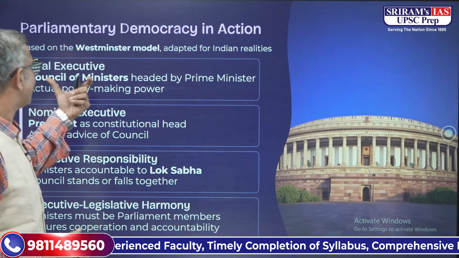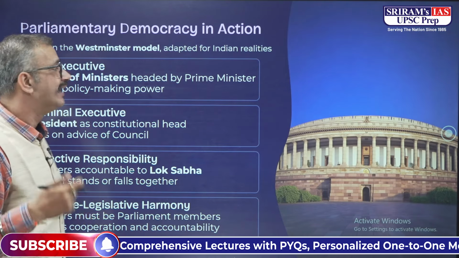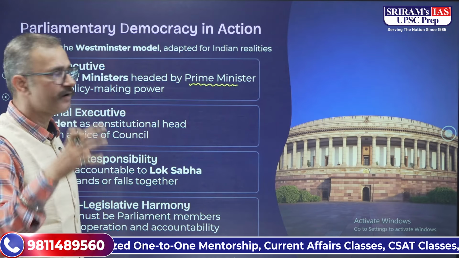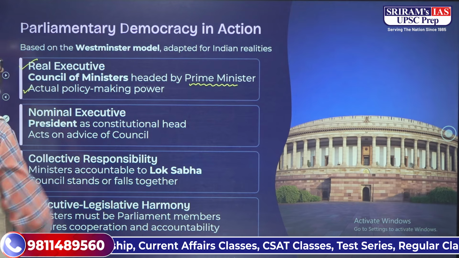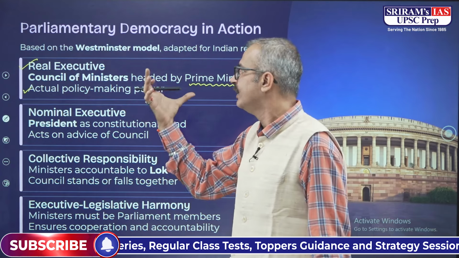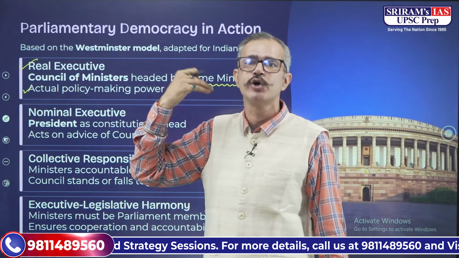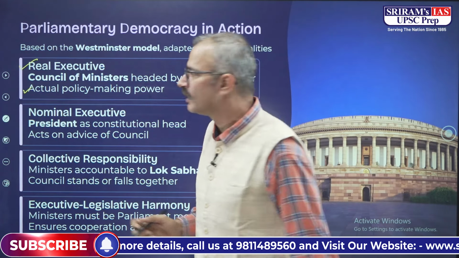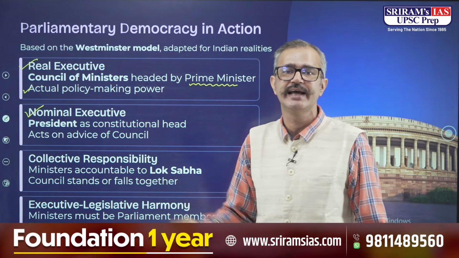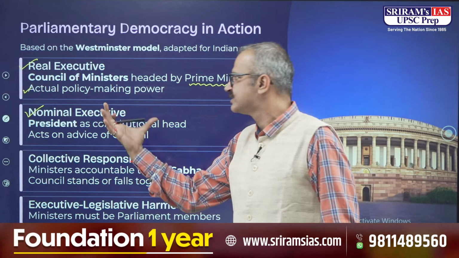The real power, the real authority, the real head of the government in India, is actually the Prime Minister, who heads the Council of Ministers, which is the actual policy making body. So he has all the policy making power in India. Therefore we have a real executive, the Prime Minister, and a nominal executive. The president is a mere rubber stamp, acts as the constitutional head, and acts on the aid and advice of the Council of Ministers headed by the Prime Minister. So he is just a nominal head.